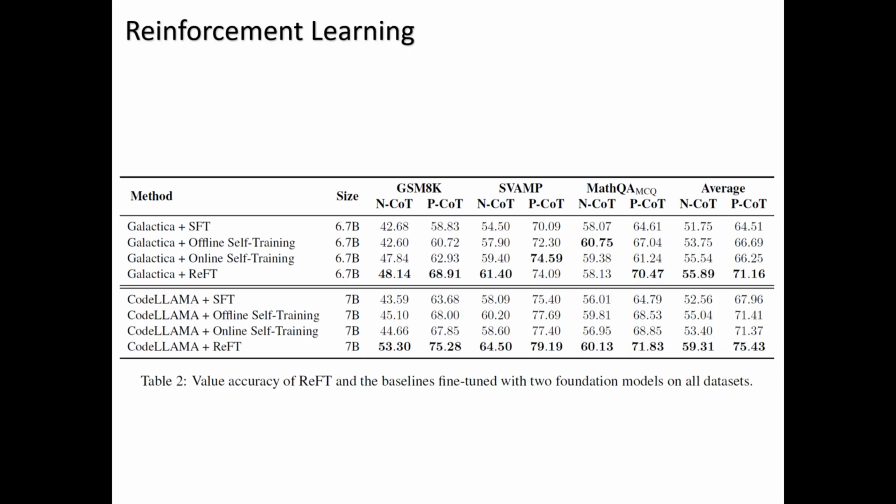And now here are the experimental results. As you can see, they compare their approach with models trained with SFT and offline or online self-training methods. But those methods perform worse than the model trained with reinforced fine-tuning on multiple datasets. The authors tried both natural language chain of thought and programming chain of thought. Those all work well, outperforming the methods they compared against.